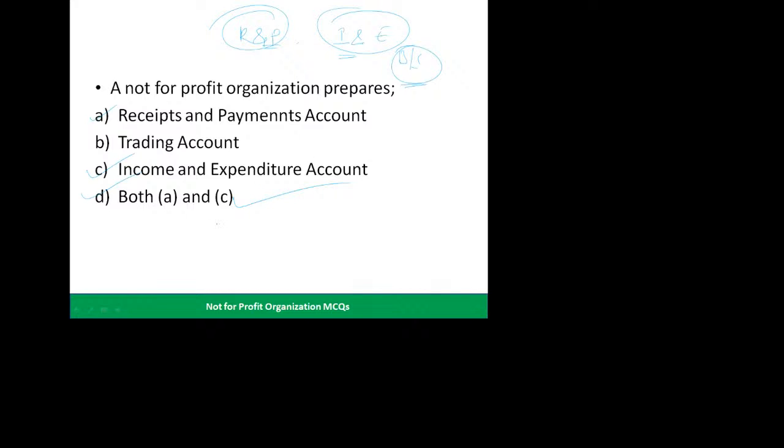Income and expenditure account mainly focuses on the current year's income and expenditure. Receipts and payments account mainly deals with whatever cash has been received and whatever amount has been paid. So option D, both A and C, will be prepared by the not-for-profit organization. Good.